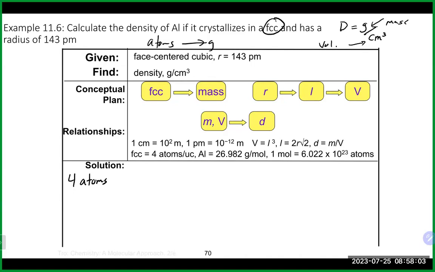So that's what we're going to do. We're going to take the atoms. We're going to use Avogadro's number, 6.022 times 10 to the 23 atoms per mole of aluminum. And if I stop right there, I would be in moles, but I do want grams for the density. So we're going to use the molar mass of it, which is 26.98 grams per mole of aluminum.